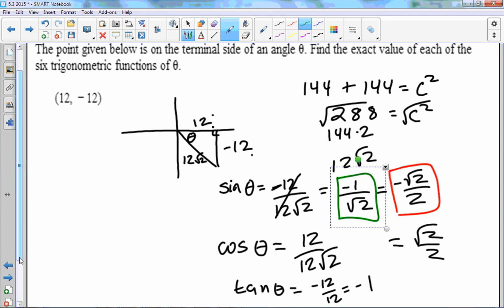Okay, so the cosecant would be negative square root of 2. All right, and then the secant would be square root of 2. Okay, and then tangent, the reciprocal of negative 1 is just negative 1.